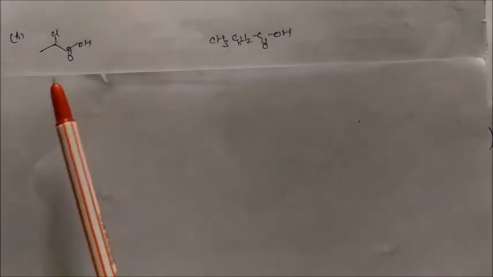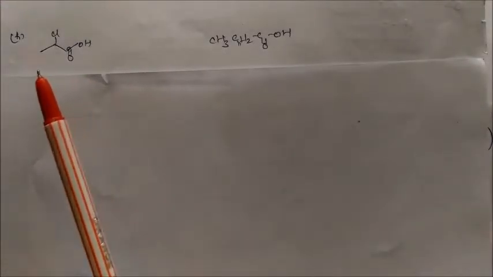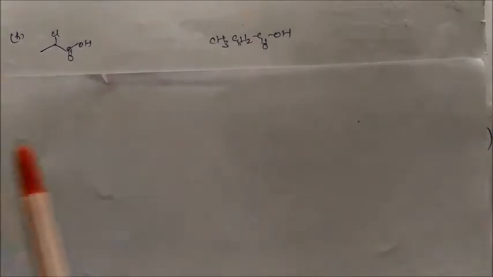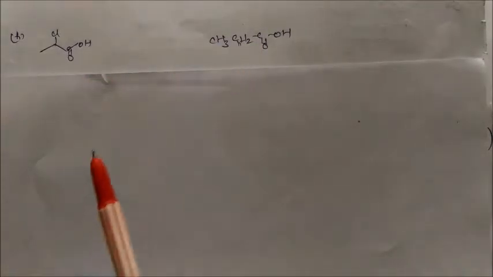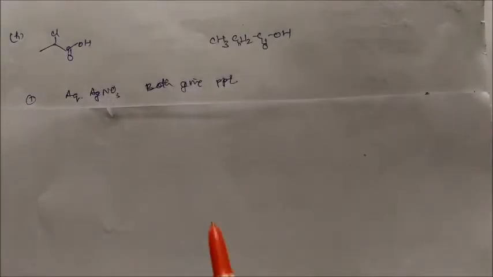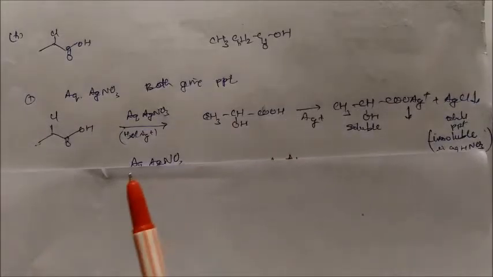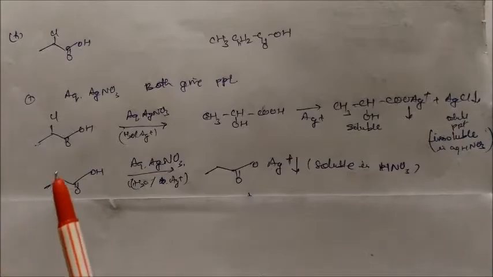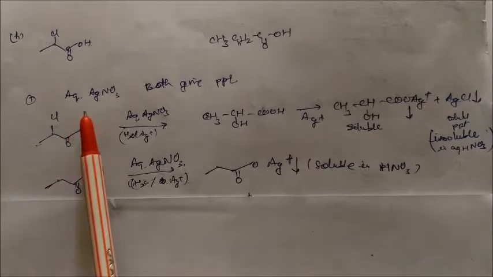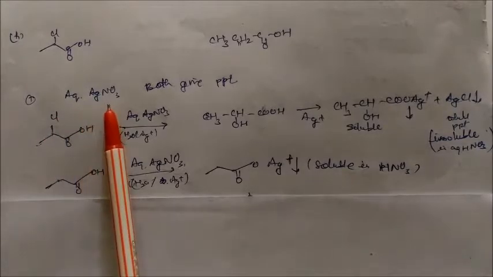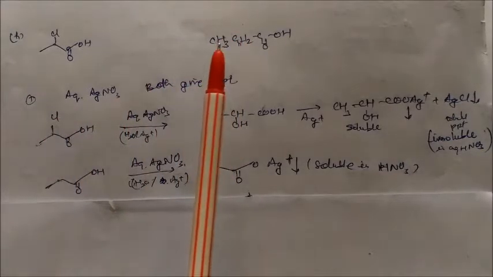This is 2-chloropropanoic acid, and this is propanoic acid. One is aliphatic, the other is an alpha-halogenated aliphatic acid. How can we identify them? We will use the silver nitrate test for each. If you use aqueous silver nitrate, both will give a precipitate.